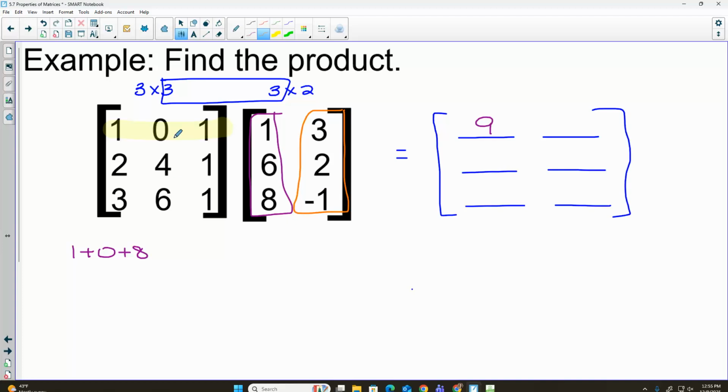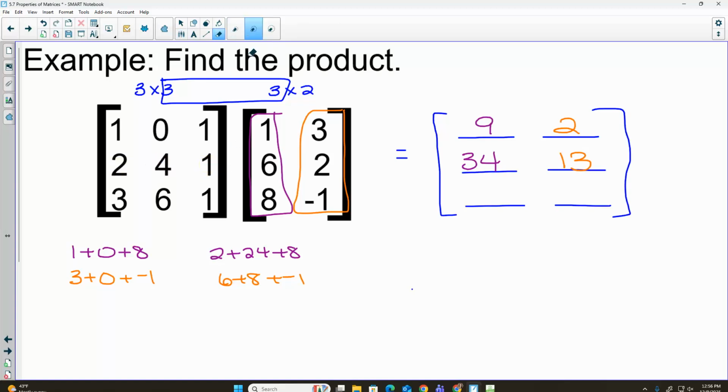First row times the second column. You with me, Zach? So 1 times 3 is 3. 0 times 2 is 0. 1 times -1 is -1. And we get 2. All right, you guys tell me, what do I do next? Second row, first column. So 2 plus 24 plus 8 gives us, okay. Then second row, second column. So 6 plus 8 plus -1, 13.